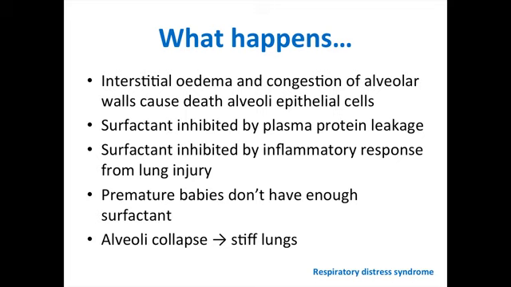So what happens in respiratory distress syndrome? There's interstitial edema and congestion of alveolar walls, which cause death of alveolar epithelial cells. The surfactant is inhibited by plasma protein leakage, and surfactant is inhibited by the inflammatory response from lung injury. Premature babies don't have enough surfactant, and so alveoli collapse and this leads to stiff lungs, making it harder to breathe.